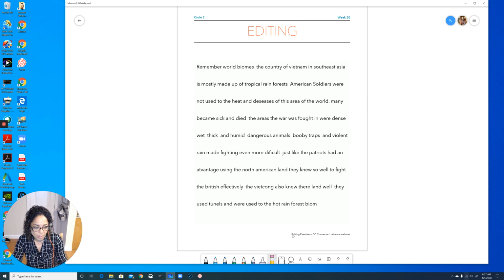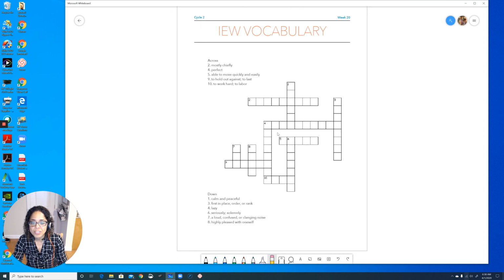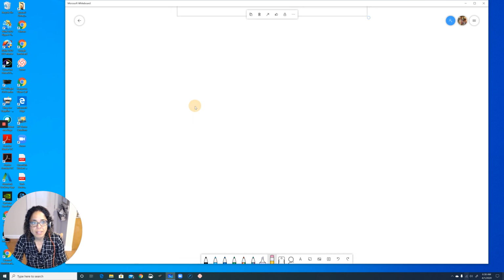And you see where it says on the bottom here, editing exercise at CC Connected, Rebecca Webster. She's the one who put this together. Thank you, Rebecca. I do recommend that you use this. And for next year, definitely print all this stuff out this summer. I'm sure she'll have a Cycle 3 up, and just use it. Just bite the bullet, make your notebooks, and then you're set for the year. And there's even this really fun puzzle. So I love this. I think it just makes things so much easier for us.